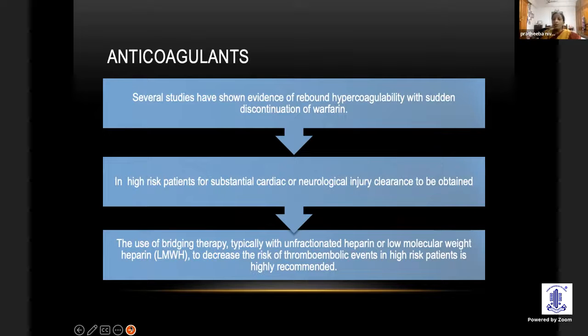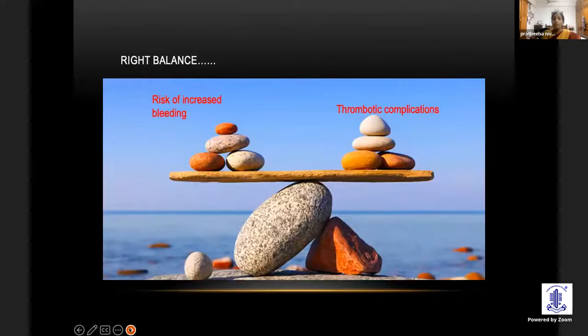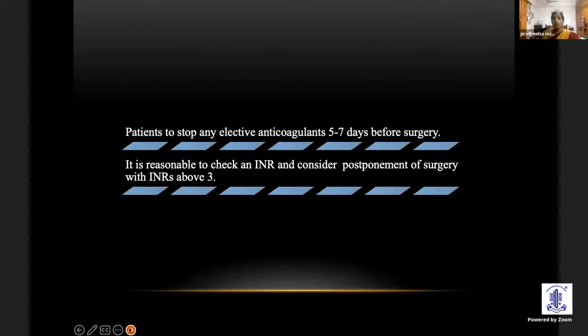Even some physicians have reported that they give a bridging therapy with either a low molecular weight heparin or an unfractionated heparin during the surgery to prevent such thromboembolic events. So there should be a right balance between the risk of increased bleeding and such perioperative thrombotic complications, which are dreadful. Ideally, we should get a proper clearance and stop all anticoagulants 5 to 7 days before surgery. It is reasonable and wise to check the INR and consider postponement of surgery if the INR is above 3.